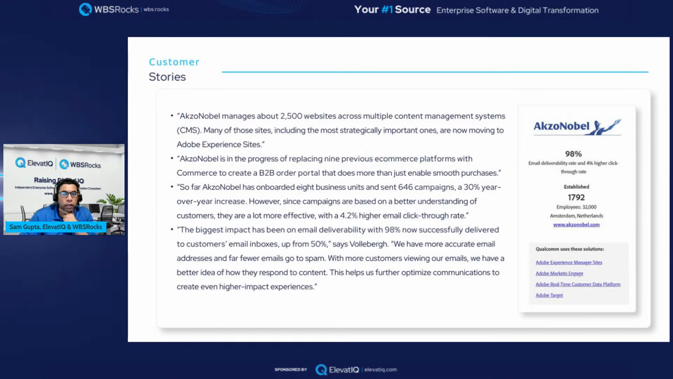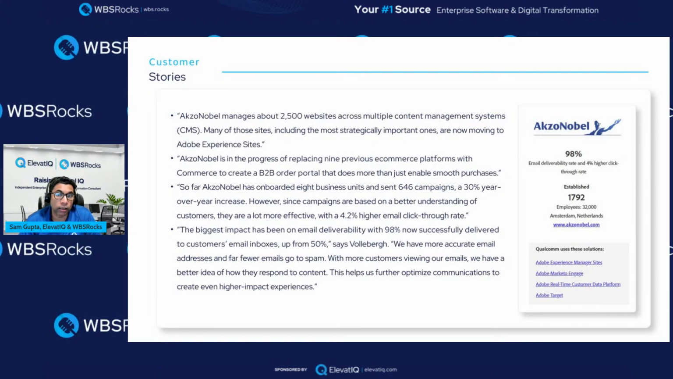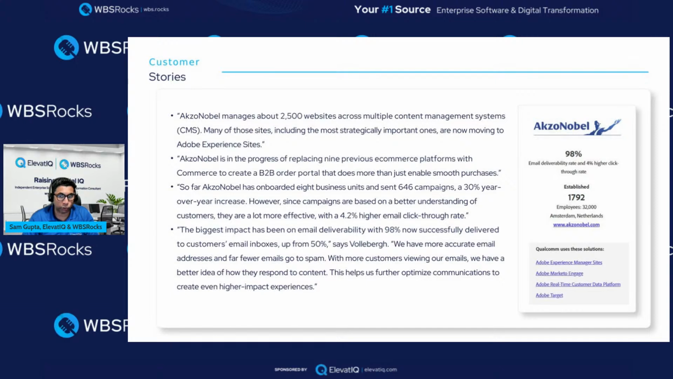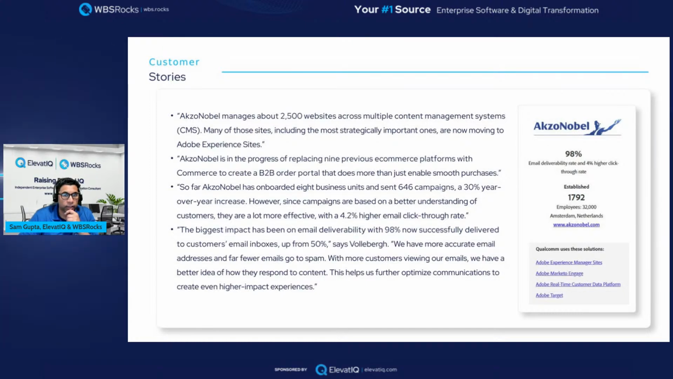Then they are saying Exo Nobel has onboarded 8 business units and sent 646 campaigns, a 30% year-over-year increase. However, since campaigns are based on a better understanding of customers, they are a lot more effective with a 4.2% higher email click-through rate. So again, I think the beauty is where you can consolidate all of this and the kind of workload that you are able to manage inside the suite. That's where the real strength is in general of this platform.